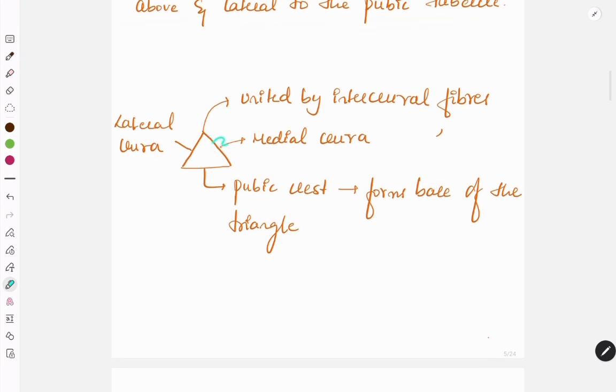So you can see, this is the superficial inguinal ring. This is the lateral crus. This is the medial crus, and these two are joined by intercrural fibers. And below this is the pubic crest. It forms the base of the triangle.